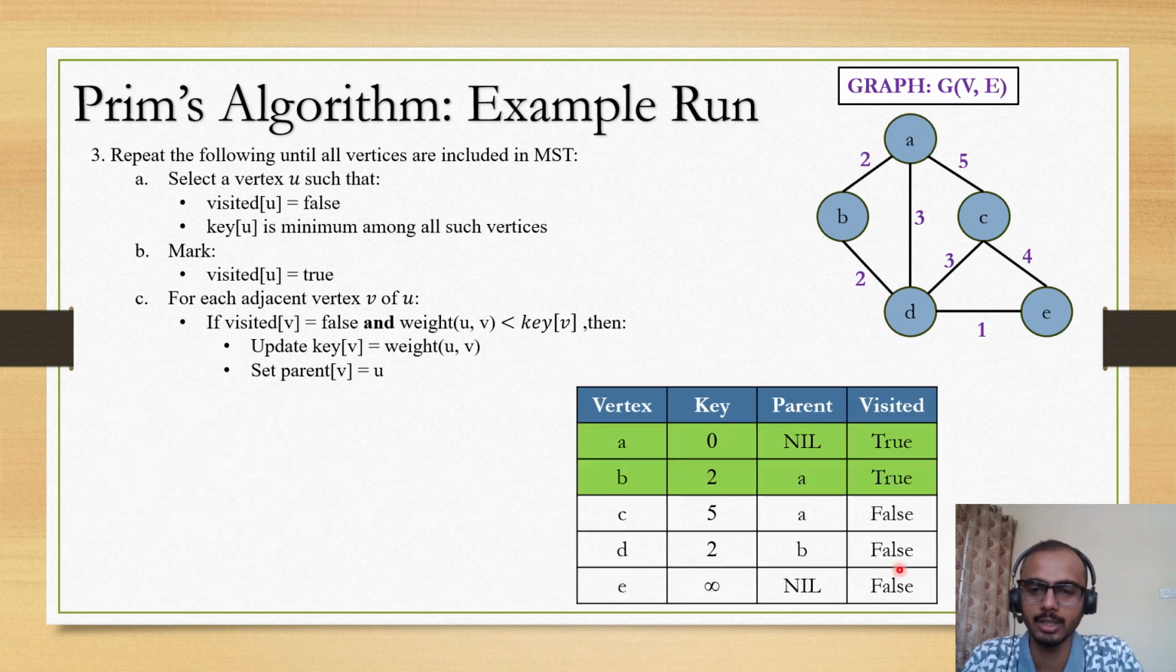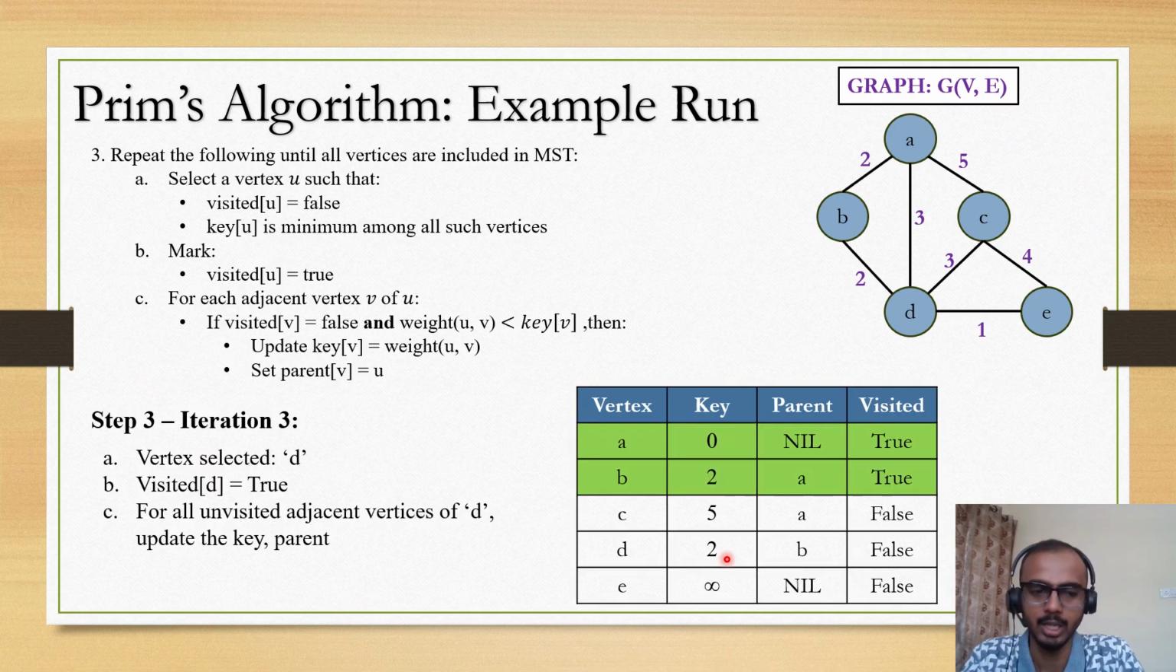From all the unvisited vertices in iteration 3, we check which has the minimum key value. D has the minimum key value. We make this true. B is visited, A is visited. The adjacent vertices are C and E, which are unvisited, right? If you check CD, here the C value is 5, but the CD value is 3. So we update this to 3 and make the parent D. And for E, we update the value to 1 and make the parent D. Now that is also done.